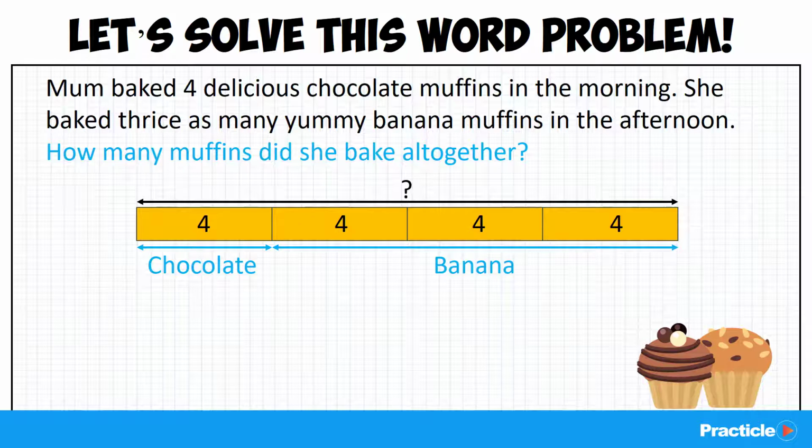Do you know how to solve this primary 2 math word problem now? What can you tell from the model? Can you tell that Mom baked 4 groups of 4 muffins altogether? So to find the answer to this question, all we need to do is just to multiply 4 by 4.